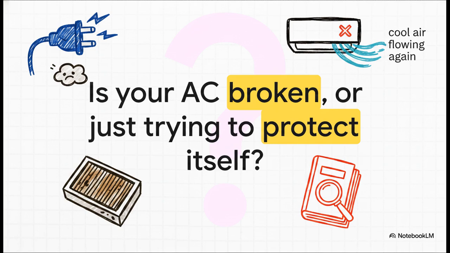So, we come back to our core mindset shift. The next time your TCL air conditioner flashes a cryptic code on a scorching hot day, don't panic. Just ask yourself, is it truly broken or is it just trying to protect itself from a power spike or a dirty filter? Grab your manual, use the knowledge from this explainer to decode the matrix and take the right steps to get your cool air flowing again.